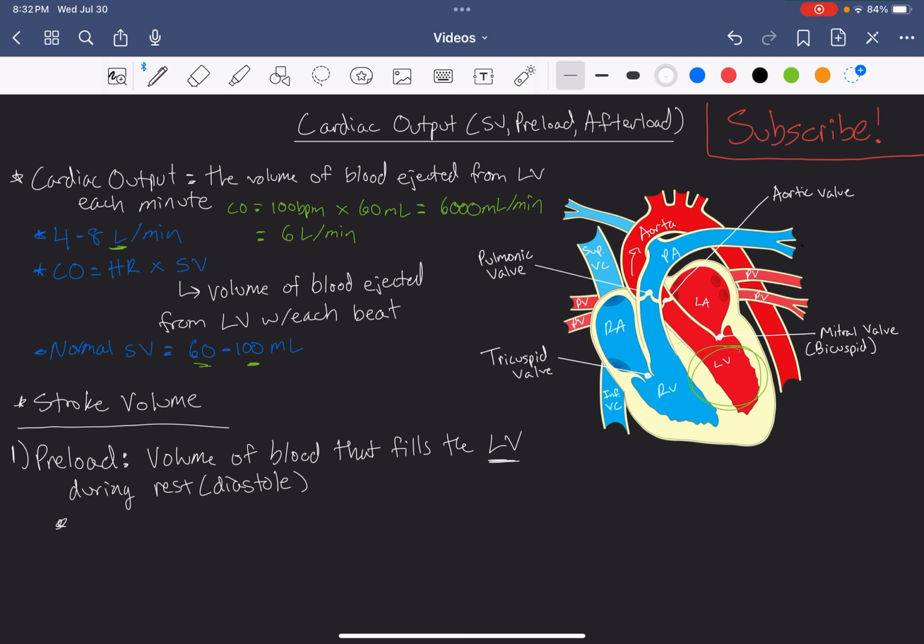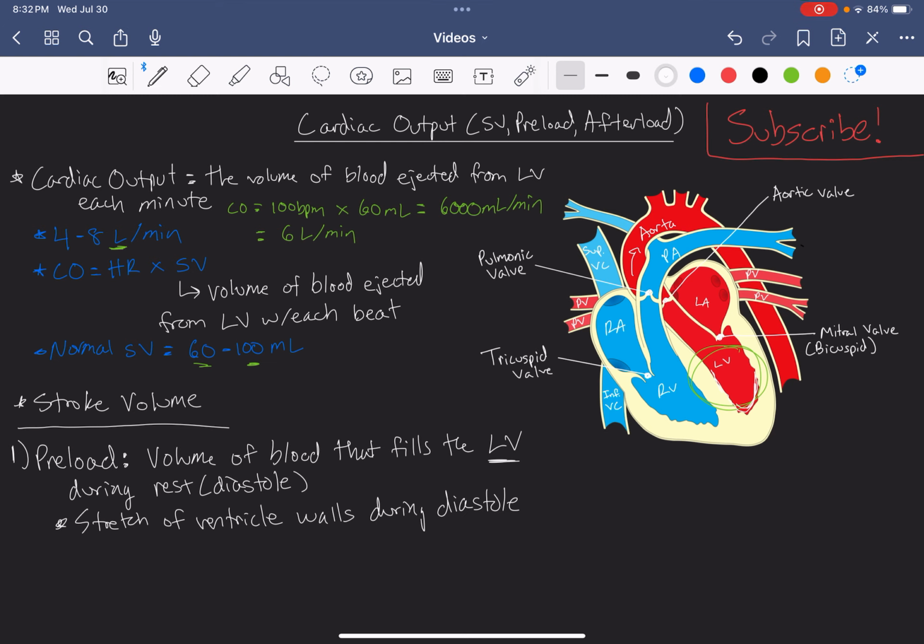Technically, it is the stretch of these ventricular walls here. So technically, it's the stretch of ventricle walls during diastole, as the heart's filling, which both correlate with each other, right? The more volume you get, the further stretch you're going to get. So to me, it's just easier to think about it as volume of blood filling the heart.